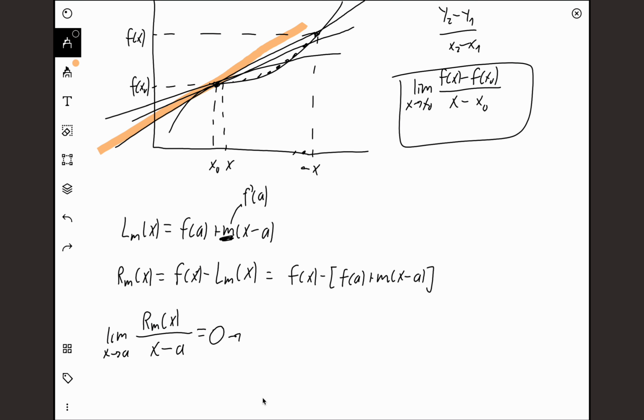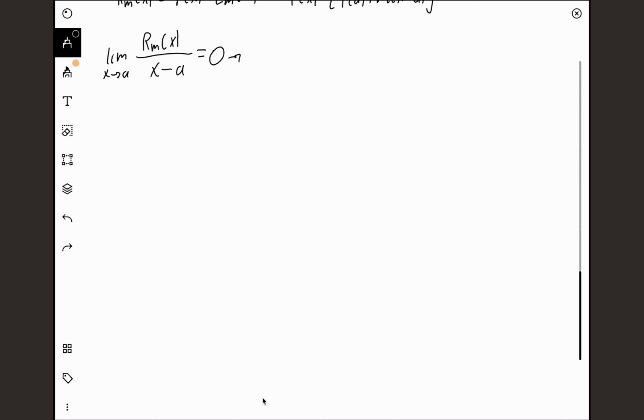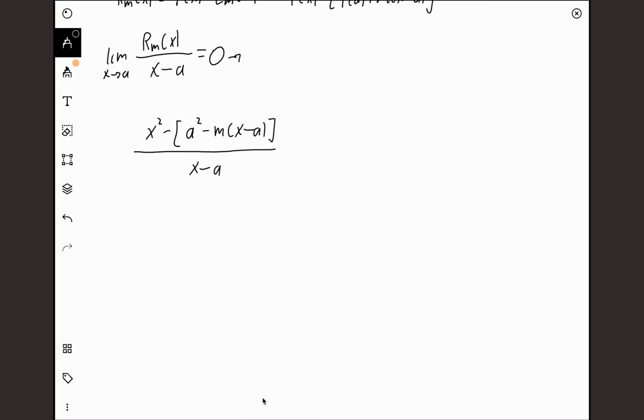And again, let's just try to apply this for an example. Let's say I take our function x squared. Well, then our remainder function will just be our function x squared minus our approximation, which is going to be f of a, and f of a in this case will be a squared, minus m times x minus a. And then I divide this by our base value, x minus a, and I take the limit as x approaches a. Well, what is x squared minus a squared? That's just the same thing as x minus a times x plus a. So basically, if I write this down again, I'll get x minus a times x plus a, minus m times x minus a, over x minus a.